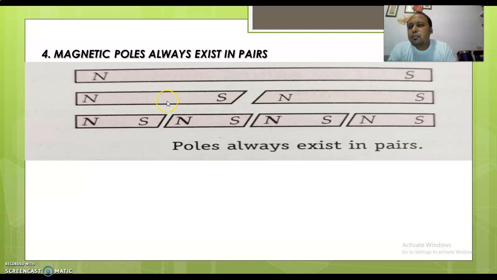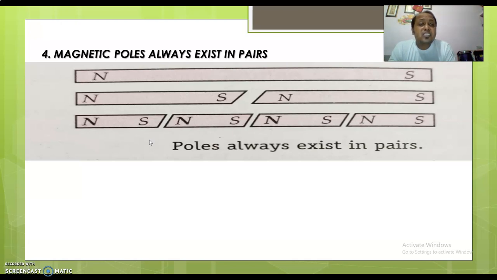Okay, and you can break it any number of times, and every time, however small the segment be, there will always be a north pole and a south pole. So this is the difference between a magnet and when we consider charges. Electric charges can exist separately. That is, electric monopoles are possible. That is, a positive charge can exist separately, a negative charge can exist separately. But magnetic monopoles are not possible.